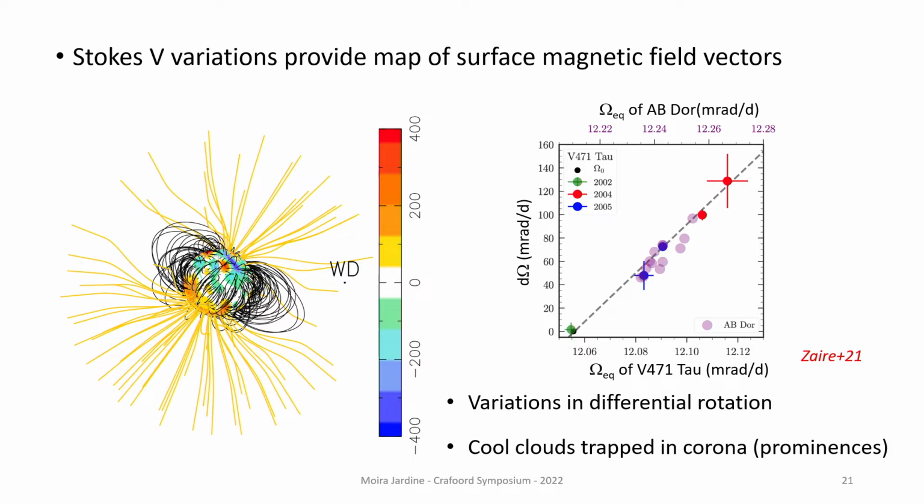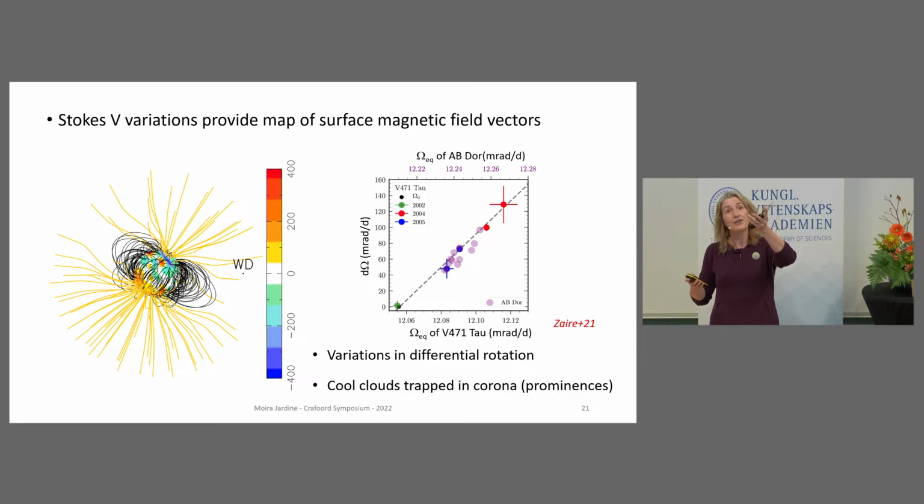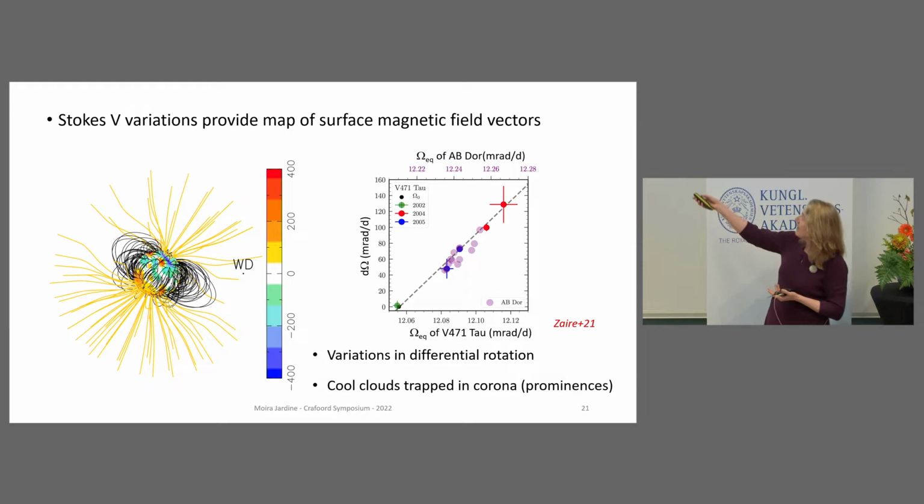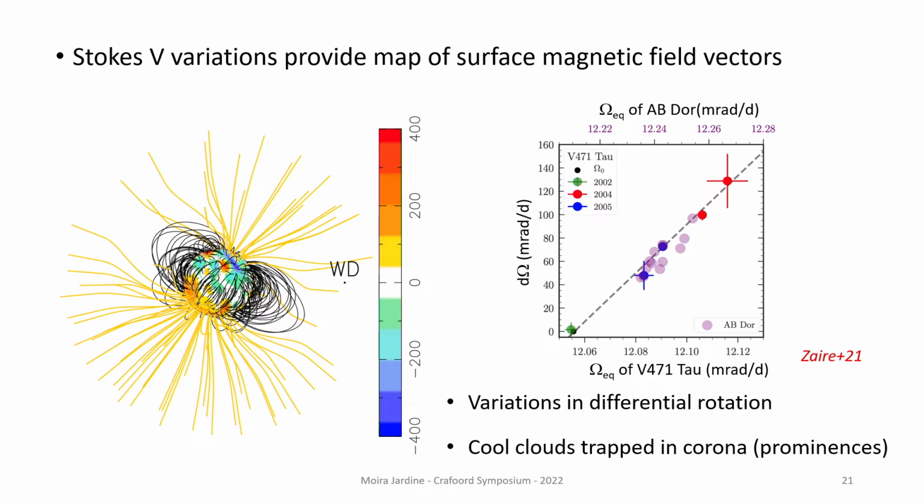We can also learn that not only does the field structure change with time, but apparently so does the surface differential rotation. The differential rotation at the surface is the difference between the rate of rotation at high latitudes, say at the pole, and at lower latitudes, say at the equator. So that's that difference plotted here, d omega against the equatorial value. And it shows that at different times when this star was observed, that difference in rotation rates changed. And that is interesting all by itself.